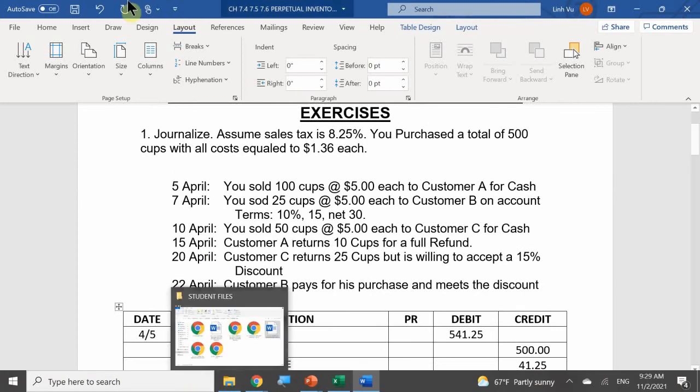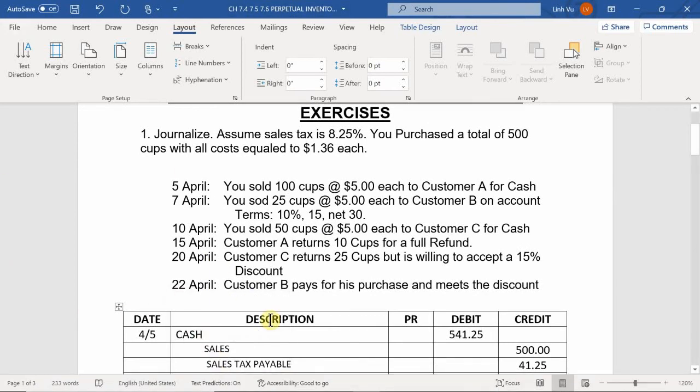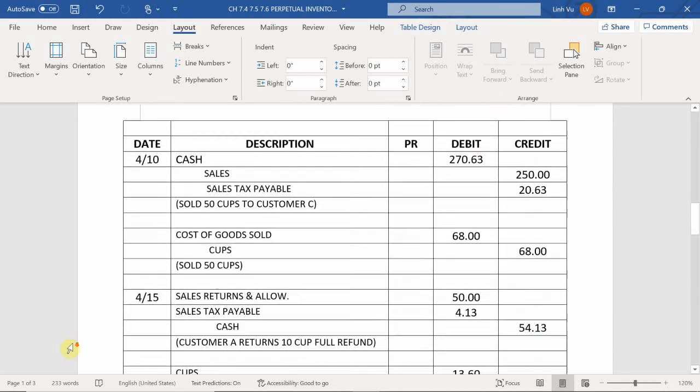April 20th rolls around. Customer C returns 25 cups but is willing to accept a 15% discount. So in this case, something happened and customer C decided to return half of the merchandise. We must have convinced them to keep the cups and offered a kind 15% discount. So in this case, this is an allowance. How do I journalize this transaction if customer C is attempting to return 25 cups, but is willing to accept a 15% discount?